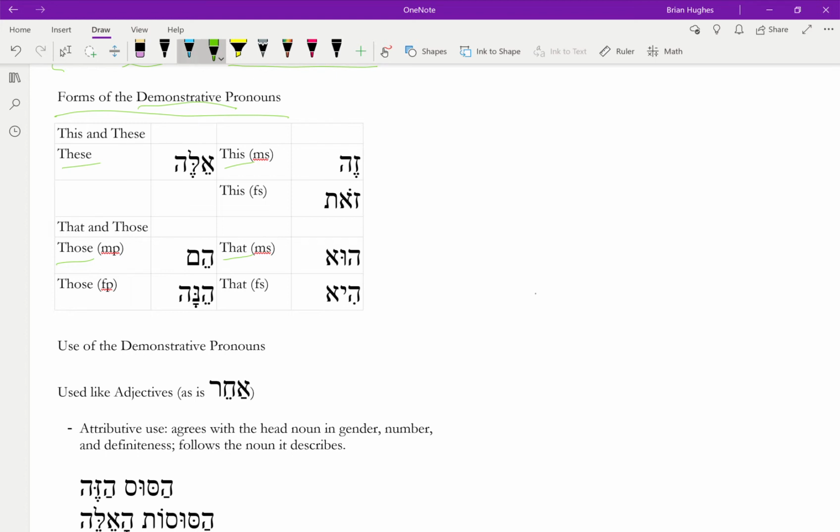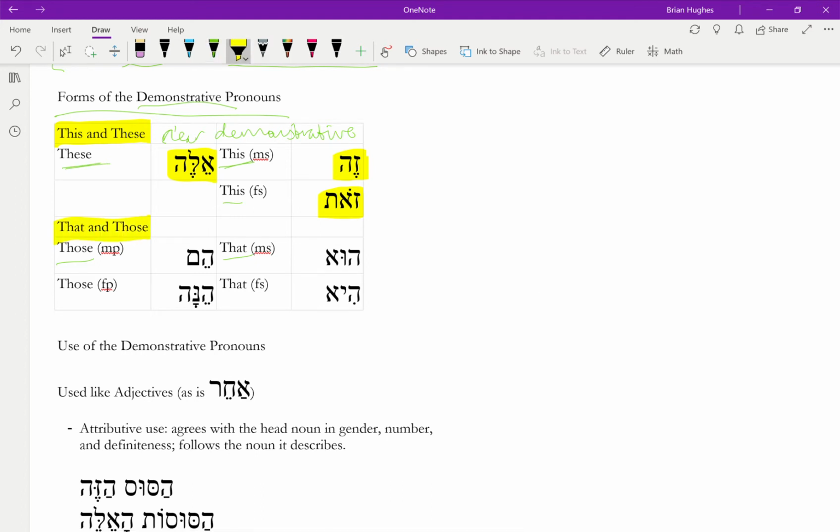So in terms of our vocab here, this and these are what are called the near demonstratives. So they are closer, either spatially or temporally or something like that, to the speaker. For masculine singular we get ze, and for feminine singular we get zot, and then for plural we get ele. So these are the near demonstratives to say this or these.